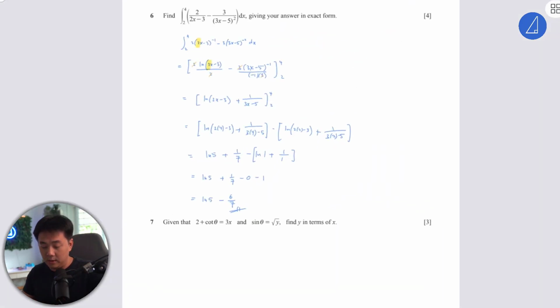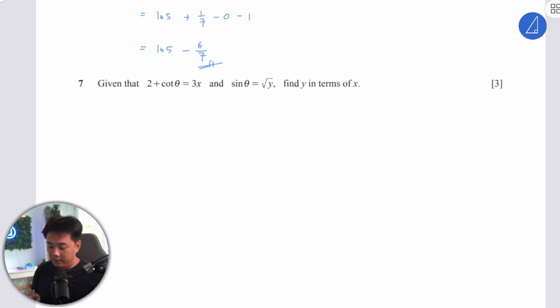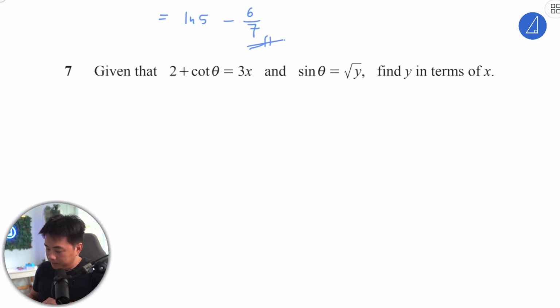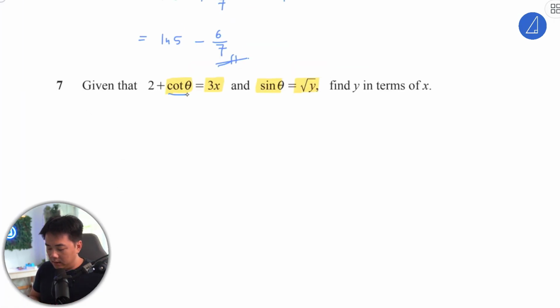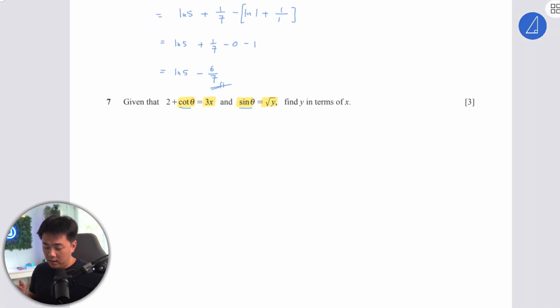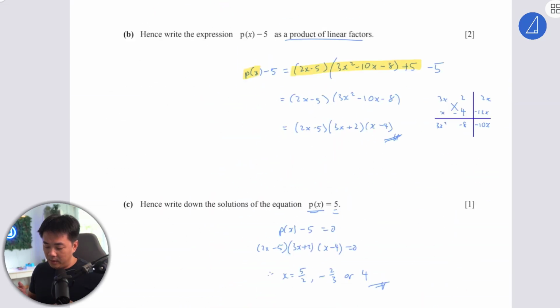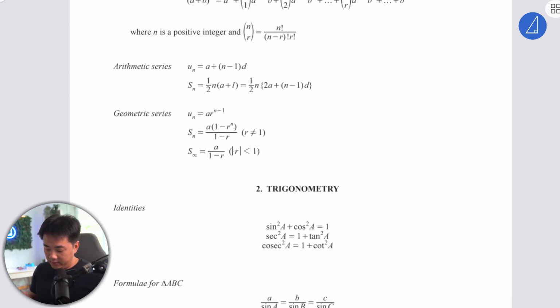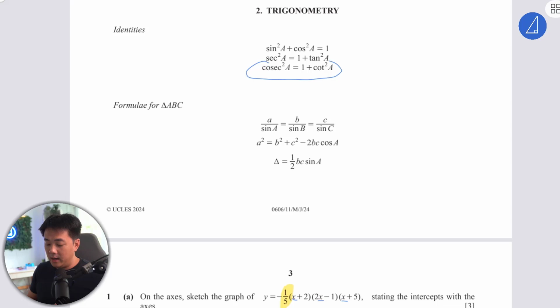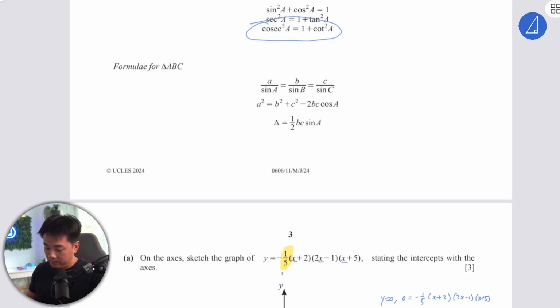Okay, that's how you do this question here. Great. Let's look at question 7. Given that 2 plus cot theta is equal to 3x and sine theta is root y. Just understand that cot theta and sine theta are connected. Cot square and cosecant square are connected by this formula given in the booklet, which is cosecant square A is equal to 1 plus cot square A. I'm going to just borrow this, all right?